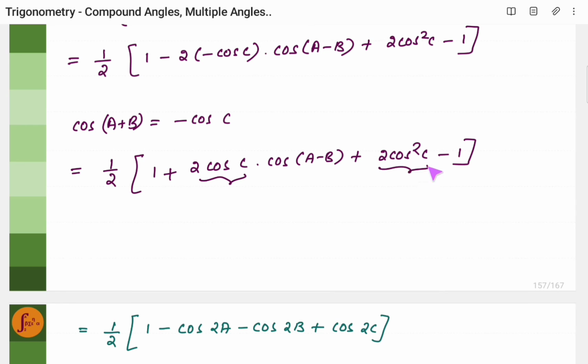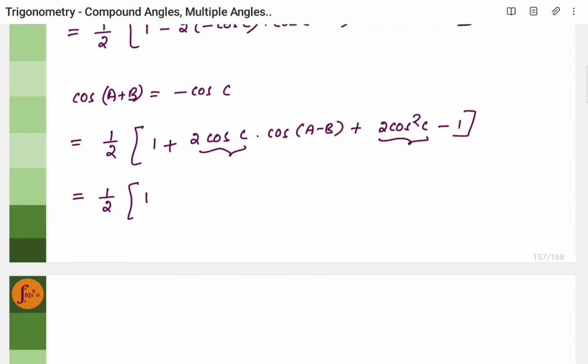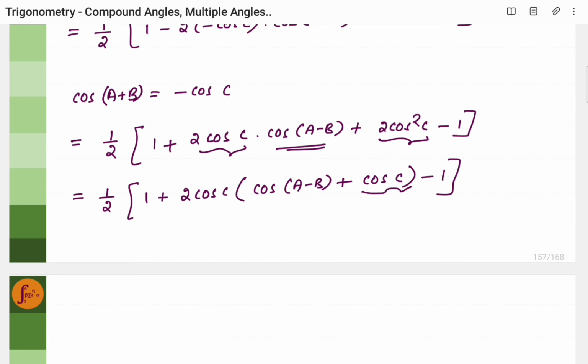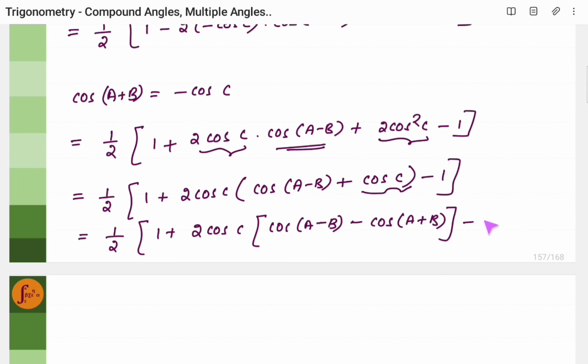Now I'll take cos C as common here. Right? What I'll get? 1 plus, I'll take 2 cos C as common. So I'll get cos (A − B), basically this one. Here I'll have 1 cos C left over, minus 1. I can write cos C as minus cos (A + B). Now I'll keep 2 cos C, because I need to apply the transformation formula, so I'll get it in the form of A − B and A + B. I can write cos C as −cos (A + B), so cos (A − B) − cos (A + B) − 1.